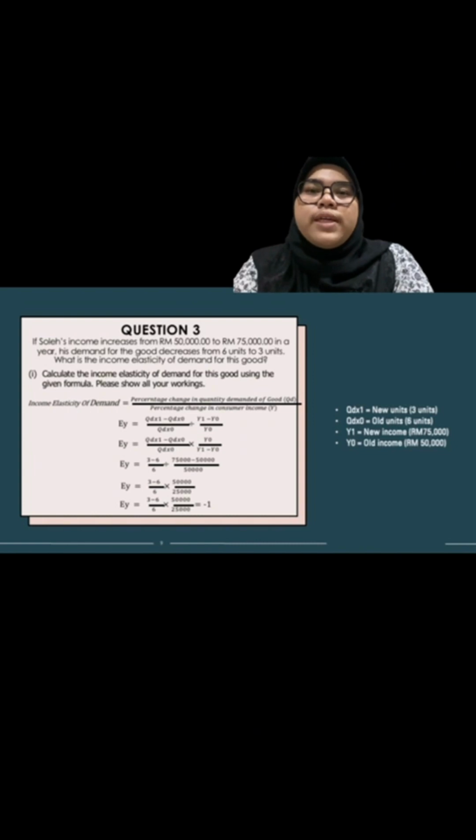Based on the formula given, EY equals (QDX1 minus QDX0) over QDX0, divided by (Y1 minus Y0) over Y0. Then simplify the equation into (QDX1 minus QDX0) over QDX0 times Y0 over (Y1 minus Y0), which will be (3 minus 6) over 6 divided by (75,000 minus 50,000) over 50,000. And then we simplify, we get (3 minus 6) over 6 times 50,000 divided by 25,000, which we will get a -1, and this refers to inferior good.